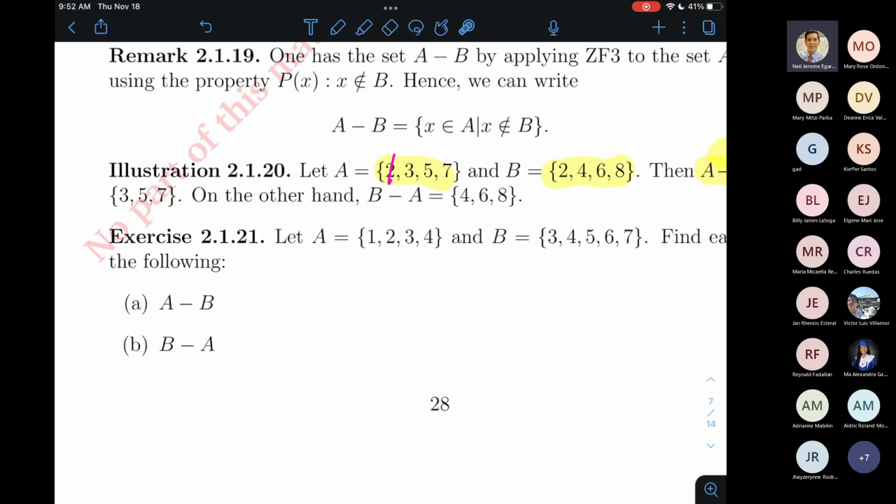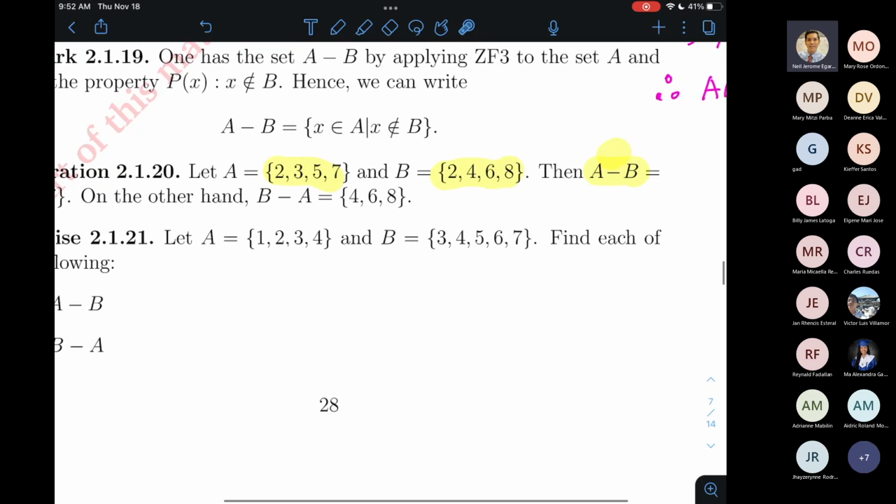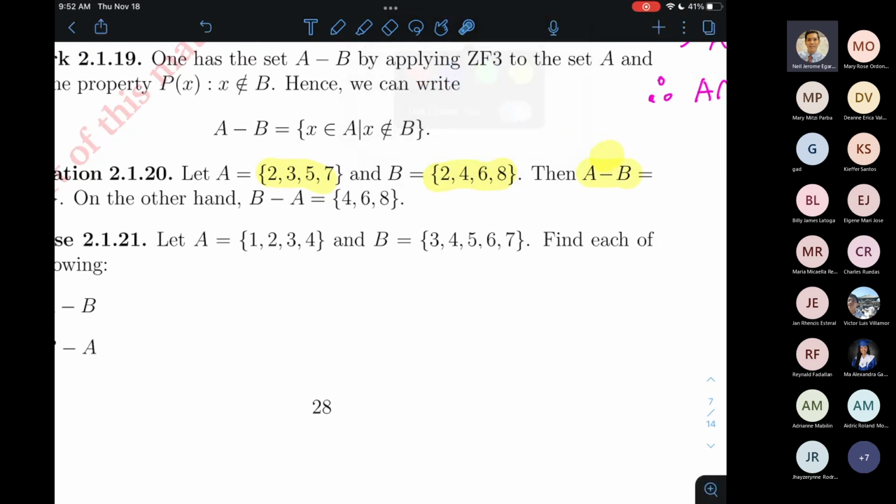On the other hand, if we take B minus A, all right, sa B minus A naman, ang candidates natin ay mga elements ni B. Tatanggalin natin mula sa kanya lahat ng makikita natin kay A. Si 2 ay na kay A, so tanggal siya. Si 4 ay wala kay A, si 6 wala kay A, si 8 wala kay A. Kaya yung B minus A is the set 4, 6, and 8. Okay?